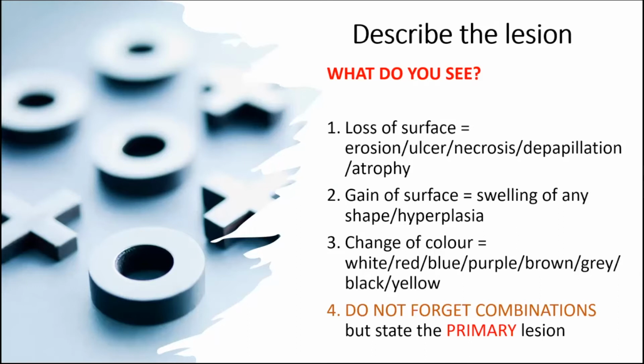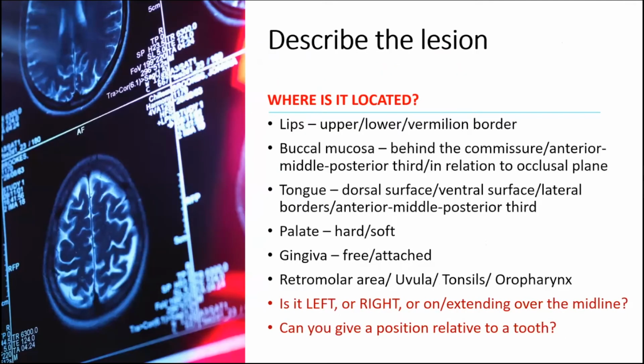Ask yourself, where is it? Is it on the lips? Is it upper, lower, near the vermilion border? Is it on the buccal mucosa? Where on the buccal mucosa? Behind the commissure, anterior, middle, posterior third. You can state where it sits in relation to the occlusal plane. Is it on the tongue, again, dorsal or ventral surface, lateral borders, and again, which third of the tongue is it on? Palate, hard or soft, gingiva, free or attached, and other areas like retromolar area, uvula, tonsils, oropharynx.